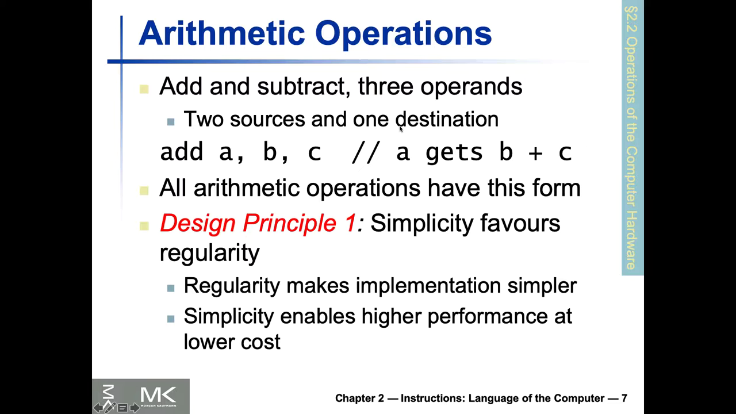So when we use add A, comma B, comma C, it actually tells the hardware to add B plus C and store the result to the destination, which is A. You just have to read it this way. So A gets B plus C, right? Question?